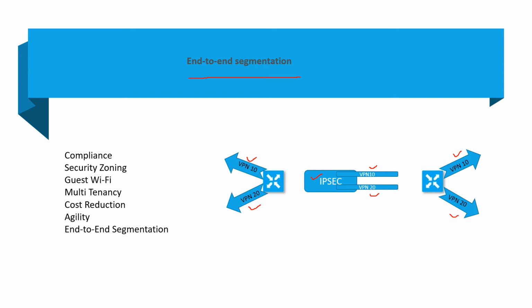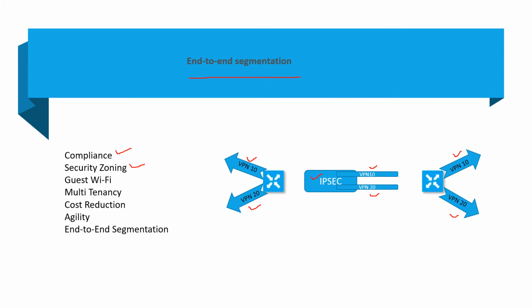What is the need of having this end-to-end segmentation? You might be dealing with the payment card industry and need PCI compliance. If you deal with healthcare, you might be following HIPAA compliance. You can do security zoning, so these zones don't talk to each other.